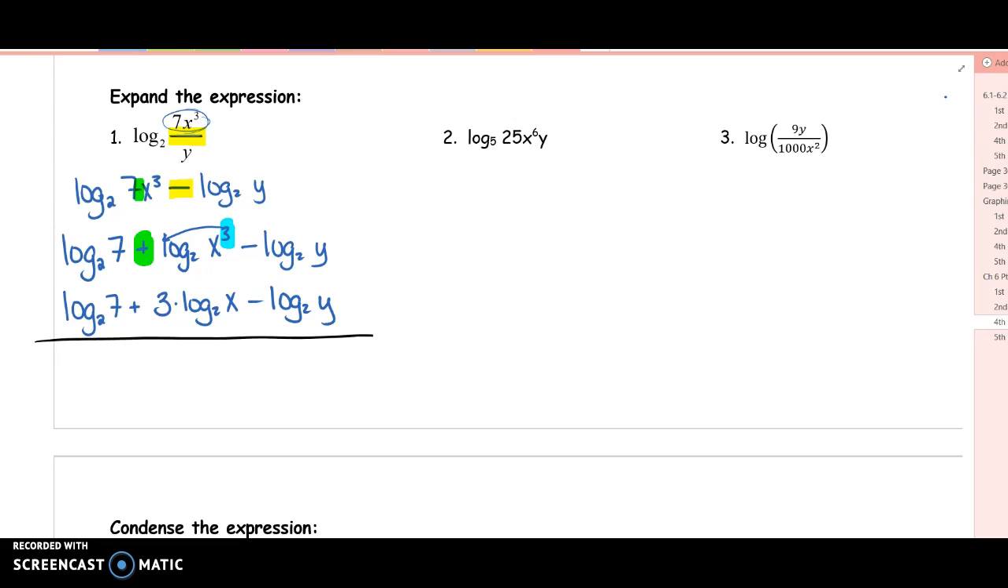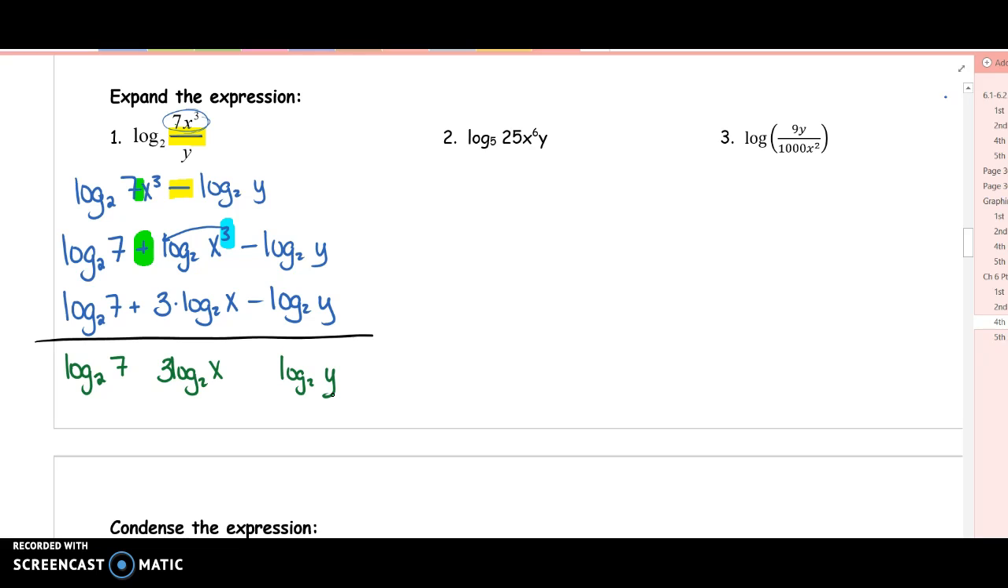Basically, it's just being really familiar with these properties. I see that there's 3 things inside this log. So I'm going to write 3 specific log base 2's. The first thing is 7. The next thing is x to the 3rd, but exponents have to go in front, so I put my exponent in front and the x inside. And the other thing is y.